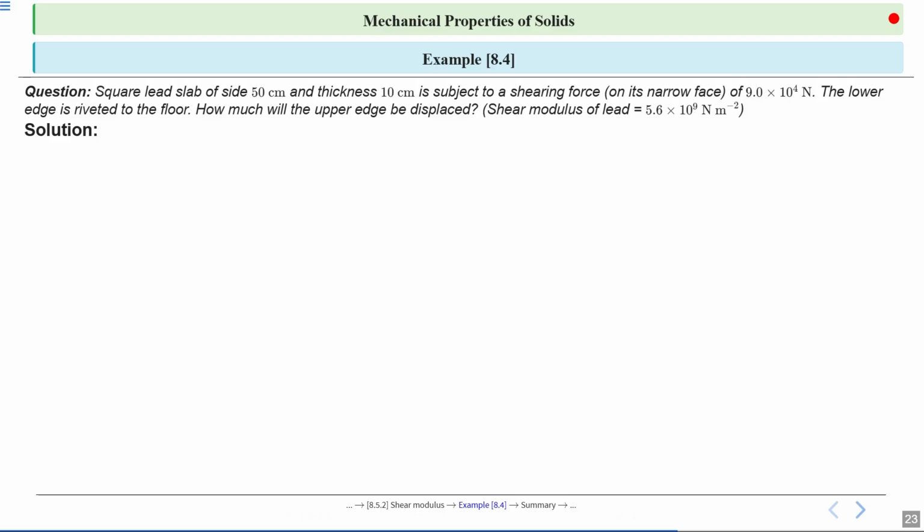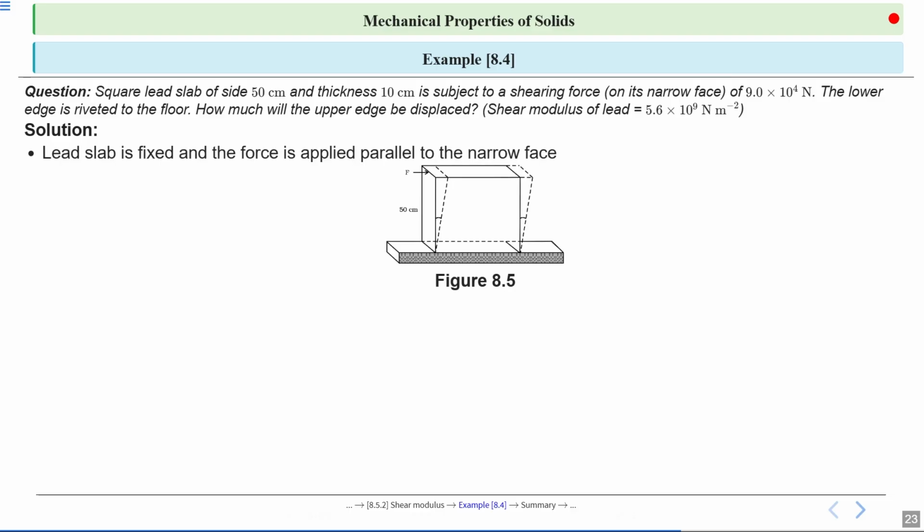Let's see the solution. Here, the lead slab is fixed at the lower edge and a force is applied parallel to its narrow face, causing a shearing effect. Look at figure 8.5. It shows the force direction and how the slab might deform.